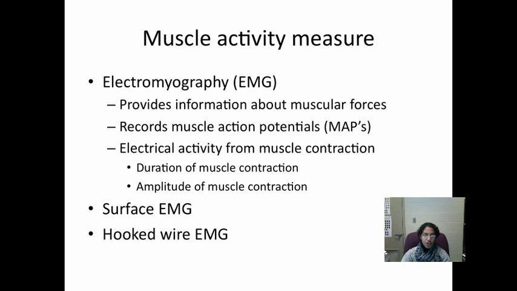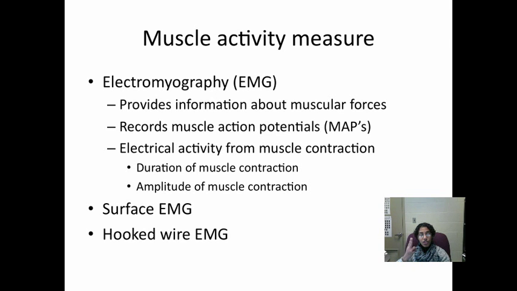Okay, so electromyography is a measure to understand the muscle contraction. In terms of muscle contraction, we want to know how long the muscle contracts and how much the muscle contracts, so the duration and amplitude. Most of the time it's been studied to understand fatigue, and in the laryngeal area, people use it to guide Botox injections for spasmodic dysphonia.